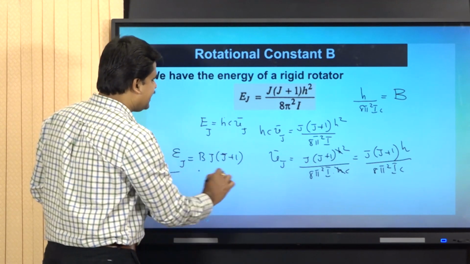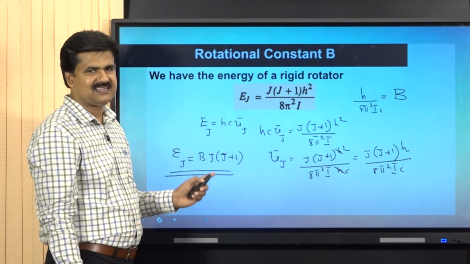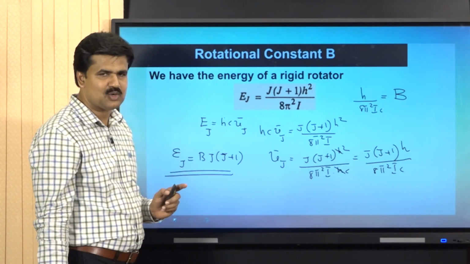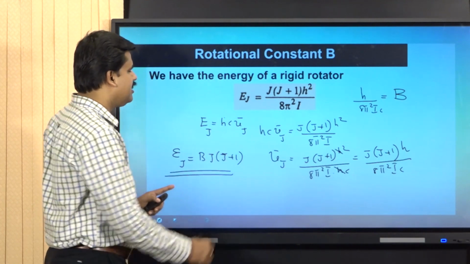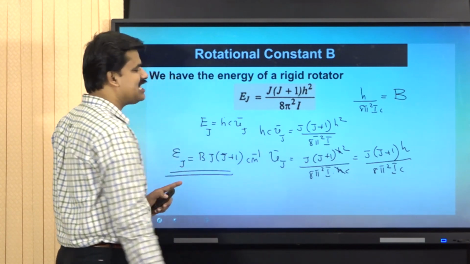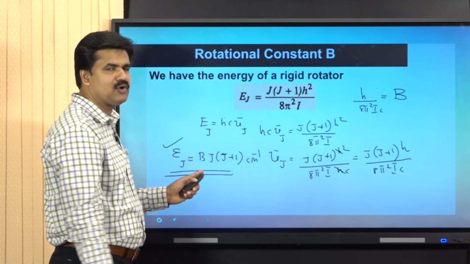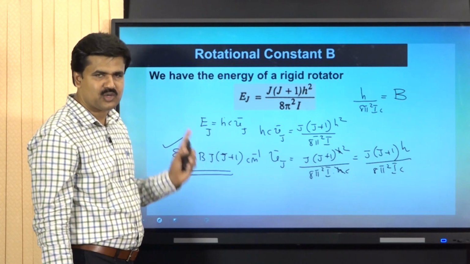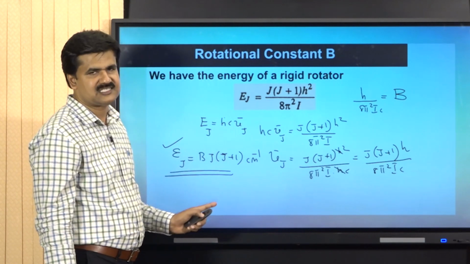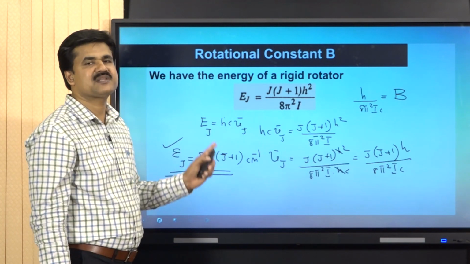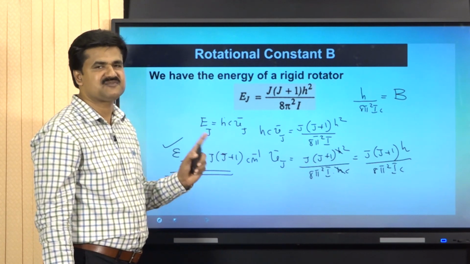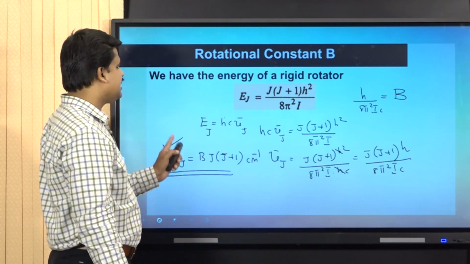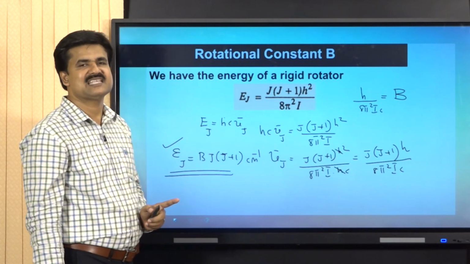Therefore, the energy levels of a rigid rotator can be represented in terms of wave number as epsilon j is equal to B j into j plus 1, and the convenient unit is centimeter inverse. This is a very, very important expression. This is the expression showing energy levels of a rigid rotator in terms of rotational constant. And also the energy is expressed as wave number, because energy is proportional to wave number, they are related by this relation. And epsilon j is equal to B j into j plus 1 centimeter inverse.